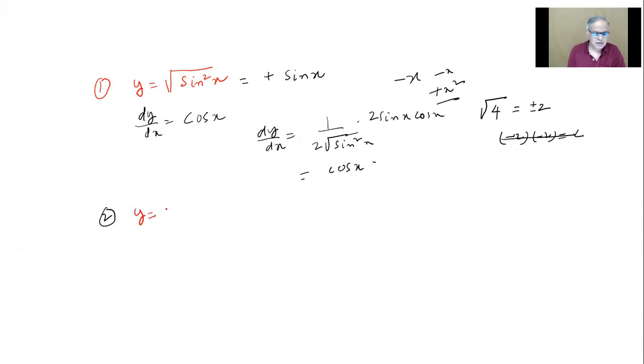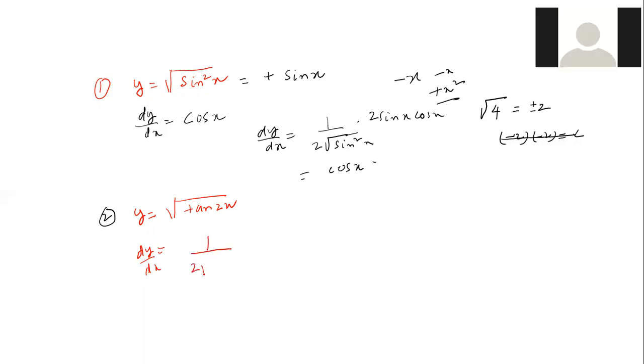y equals root of tan 2x. Sir, shall we use the tan x plus x formula or directly? Yeah, anything. No limitation on what you want. Look, it is simple. I'll tell you. dy by dx is. This is a root function first, right? Yes. So 1 by 2 root tan 2x into differentiation of tan 2x, into secant square, tan 2x by dx.